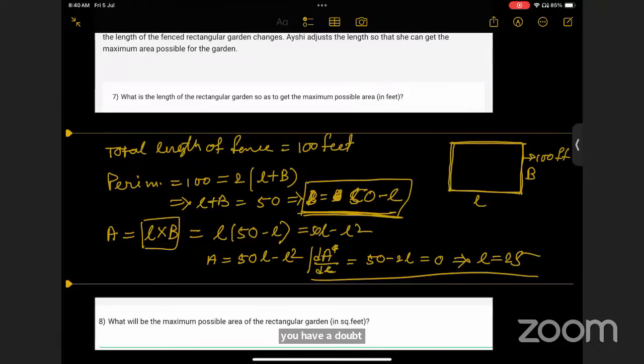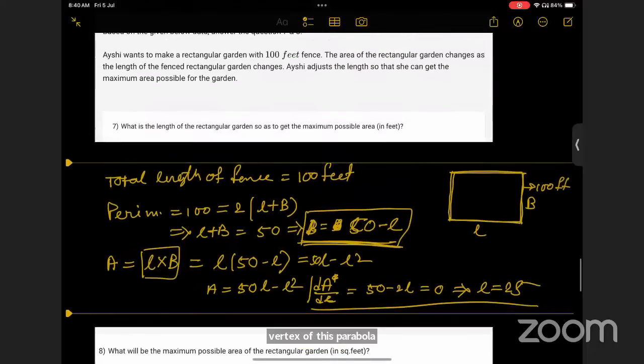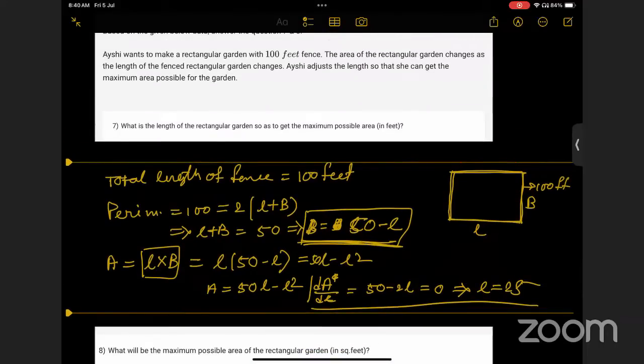Ma'am, could you please explain it again? Ma'am, basically what we are trying to do is we want to find the vertex of this parabola. No. See, here we have a function and we have to find the value of L for which the value of A will be maximum. So for a function, you have to basically find a maxima. Yes, ma'am. So the vertex, because it is a negative quadratic equation, I think the vertex gives that L is equal to 25.